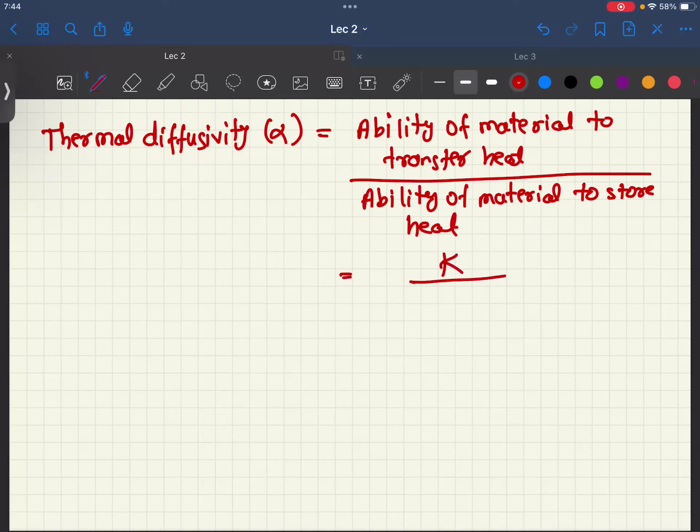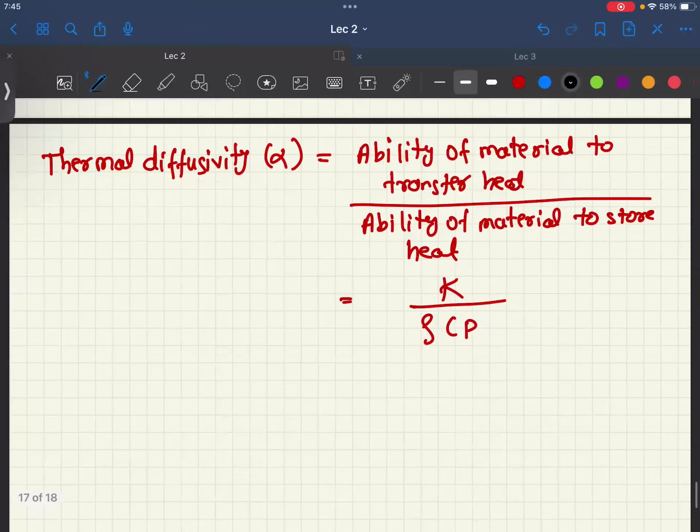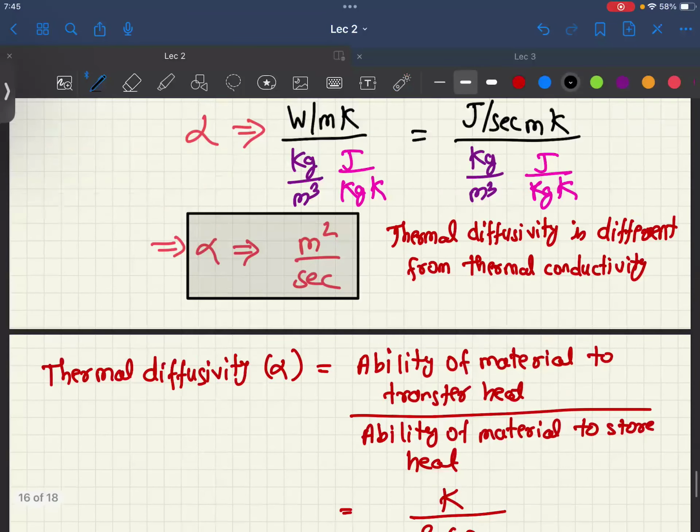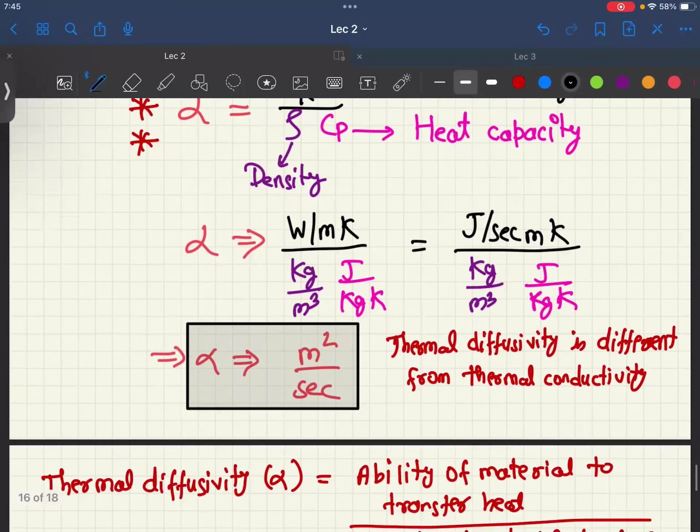K divided by rho Cp, right? So here I said it is actually Cp only, but to make it dimensionally consistent, we are adding rho. तो इसका dimension देख लेते हैं एक बार. What is the dimension of this alpha?